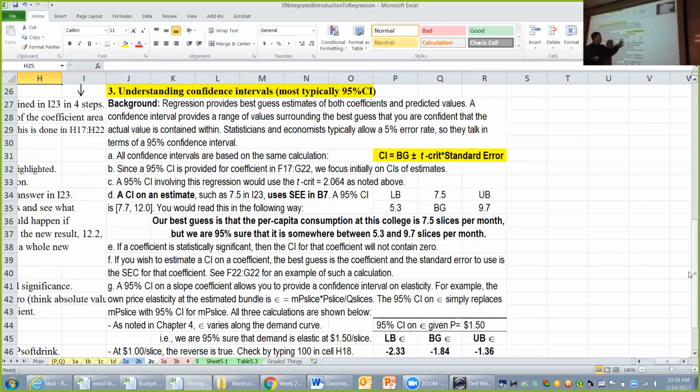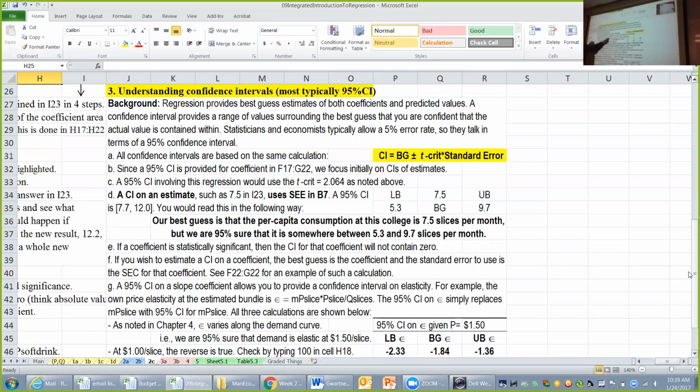We can use the data here to calculate a range that we believe it'll fall into. For this 95% confidence interval, we're trying to capture that 95%. On a two-tailed test, you've got 2.5% here, 2.5% here. So you've got 95% falling in this range. What the computer came up with was that our lower bound was 5.3 slices and our upper bound was 9.7, according to the data.